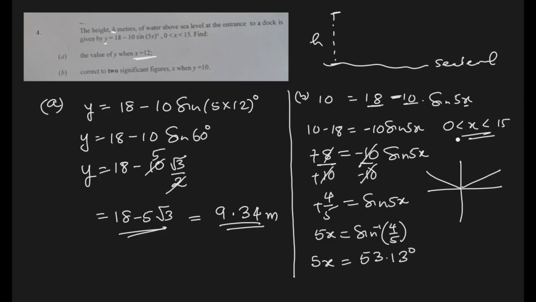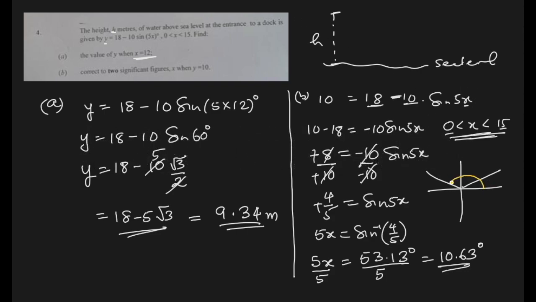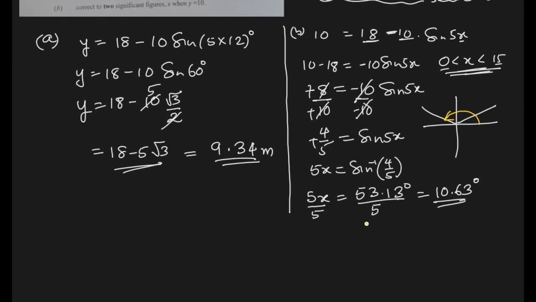So I got here 53.13, and this is not x actually, because x has to be between 0 and 15. This is 5x, so we will divide both by 5. So divide by 5 equal to 10.626, to 10.63, which is perfectly between 0 and 15. Let's see if this second answer is also between 0 and 15, though I think it is not, but let me additionally do it. Never ever leave any stone unturned to answer a question.